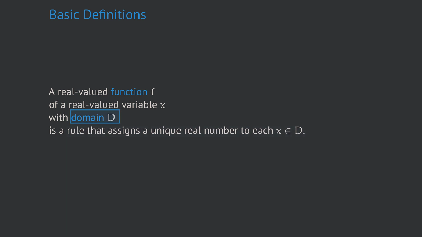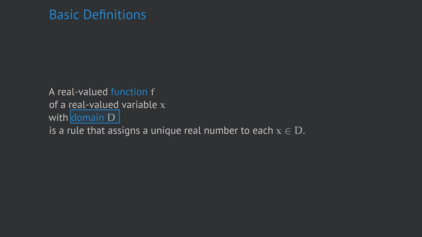Next, let's look at that word domain D. The domain D is the subset of the real numbers on which the function f is defined. That means there is some rule which assigns to each x element of D a unique real number. The domain D reflects the idea that there are functions which are not defined for every real number. Rather, they are only defined for a subset of the real numbers, for instance, only for the positive real numbers.